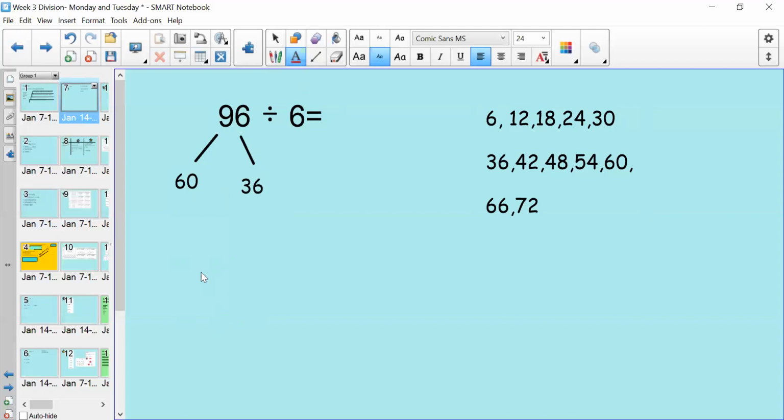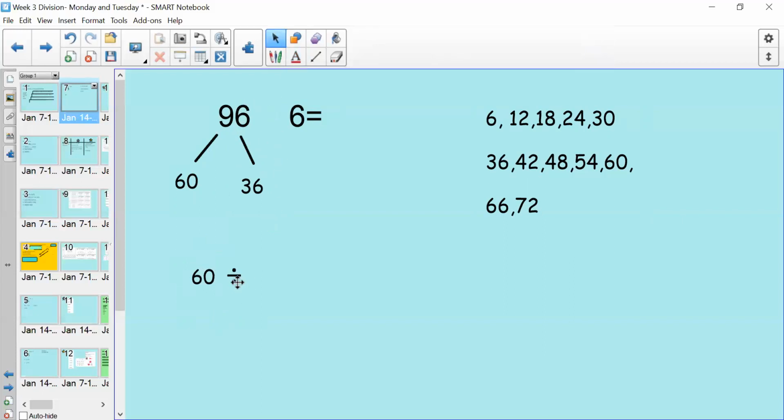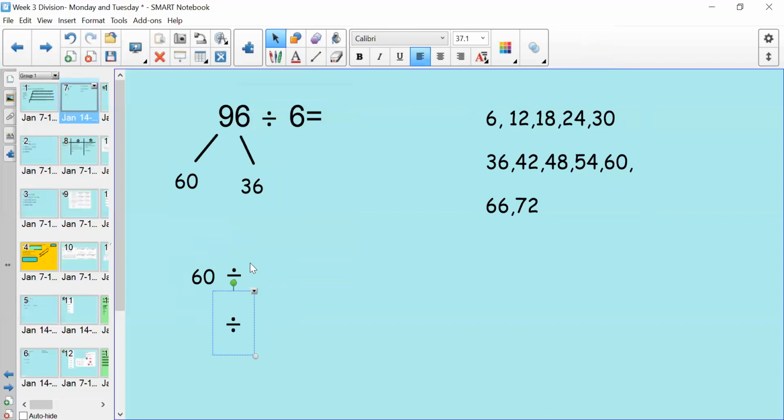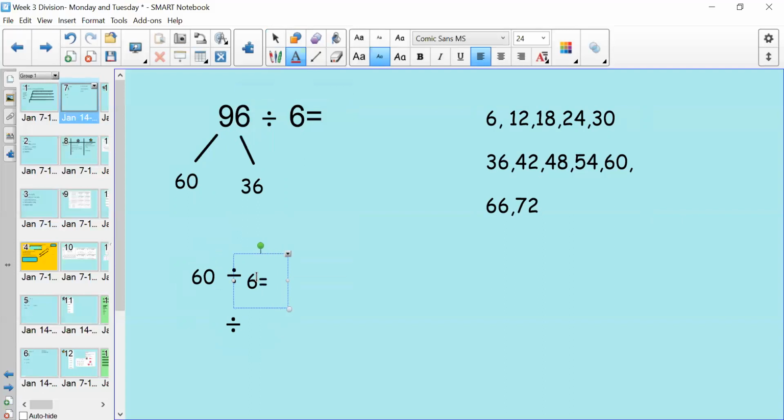So now I'm going to have 60 divided by, let's just make another copy of these. Okay, so I'm going to have 60 divided by 6 equals, and I know that that is going to be 10 because I've counted 10 times to get to 60, or I could use my known fact of 6 divided by 6 is 1, so 60 divided by 6 will be 10.